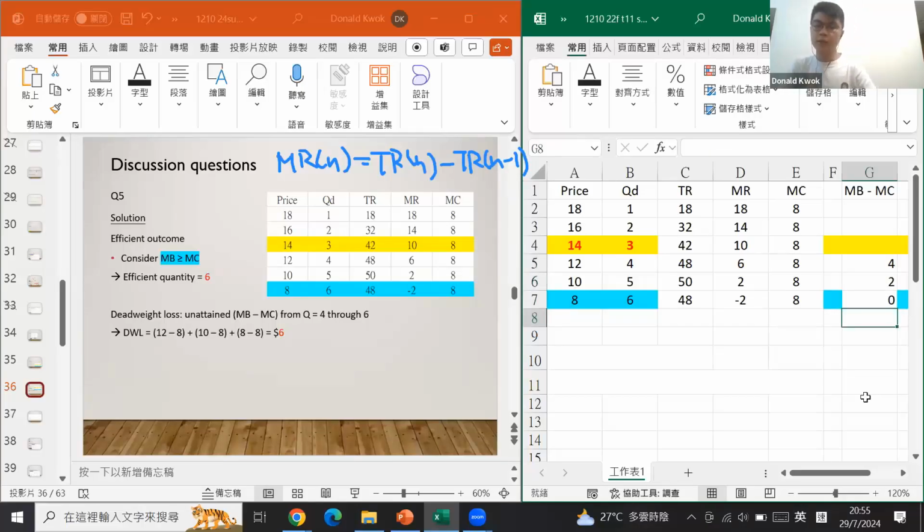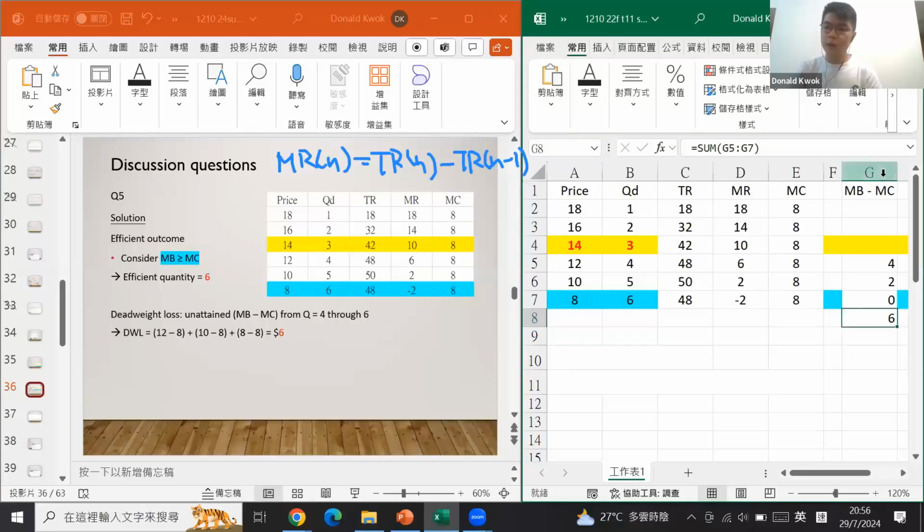Okay, so the deadweight loss is simply to sum up all these unattained total economic surplus for the 3 units. You can just use the sum function. Type equals SUM and then drag the cells that you would like to add up, and then Excel will help you calculate the sum of the cells here. So the deadweight loss in this question is $6.